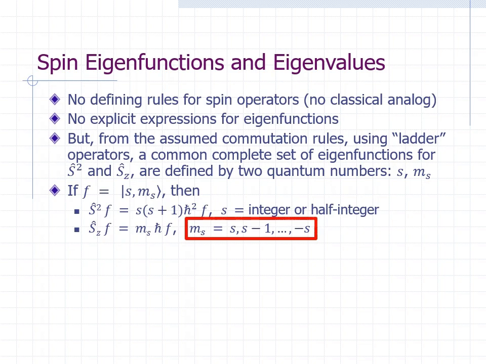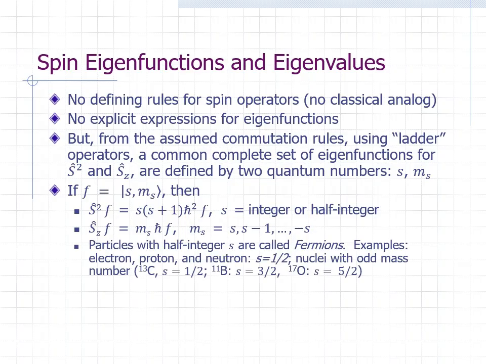A given type of particle can only have one possible value of quantum number s. For electrons, protons, and neutrons, the only allowed value of quantum number s is 1/2. Nuclei with odd mass numbers also have half-integer values for quantum number s. Examples include carbon-13, also with s equal to 1/2, boron-11 with s equal to 3/2, and oxygen-17 with s equal to 5/2. Particles with half-integer quantum numbers are collectively referred to as fermions.